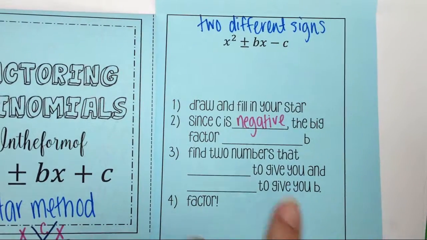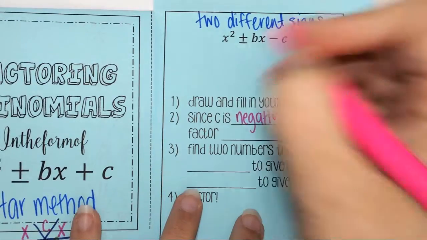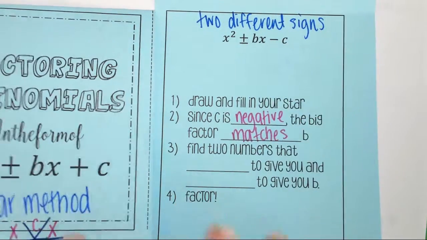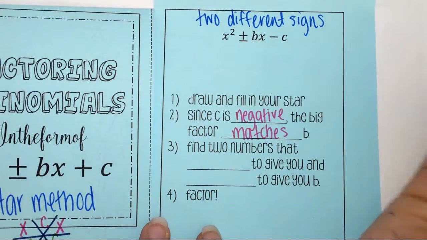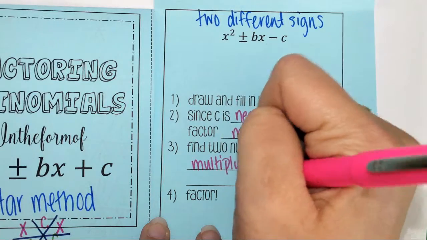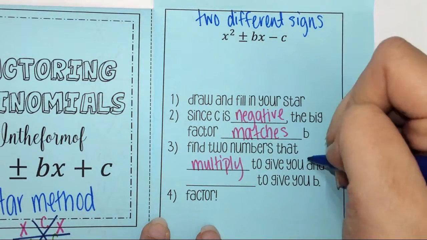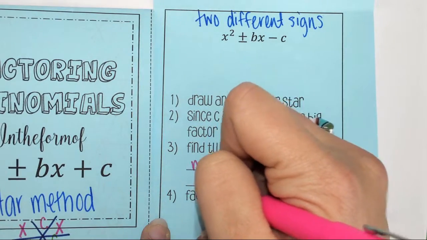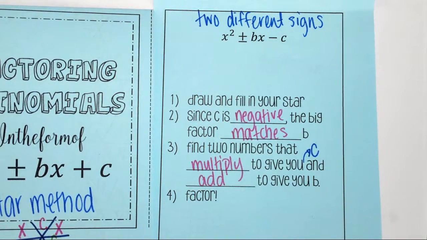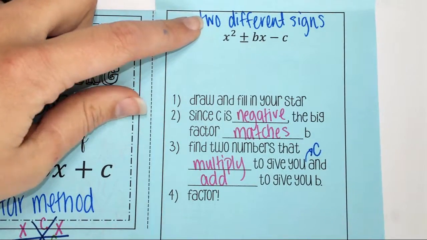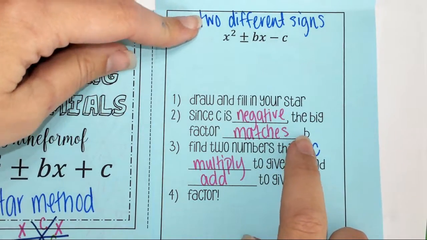It's been an issue since I've been teaching this for some reason. The big factor matches B. You still need to find two numbers that multiply to give you C. Super sorry that I forgot to put that in. And add to give you B. So the only difference is you need two different signs, and the big factor has to match B this time.